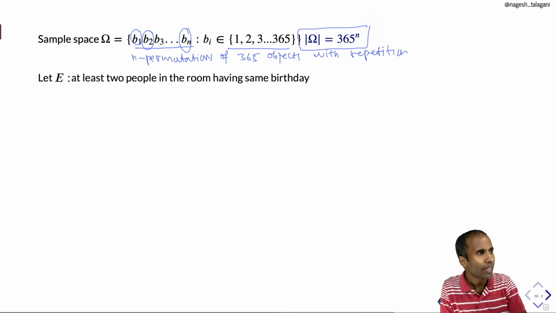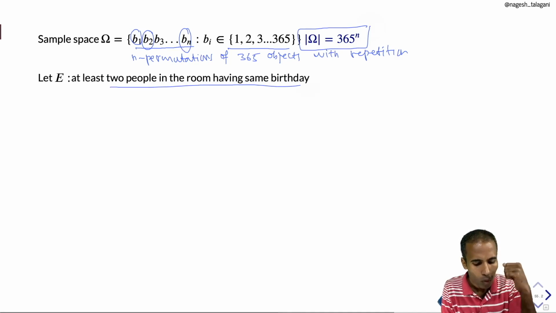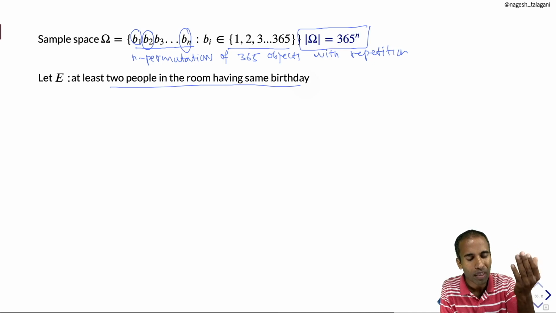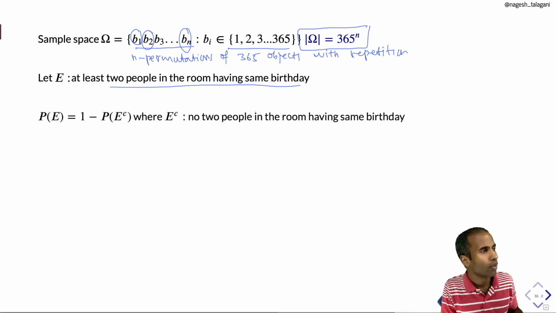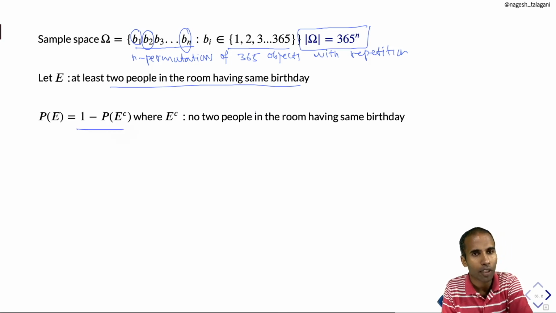Now let E denote the event that at least two people in the room have the same birthday. So what we do, we first compute the probability of E complement, because computing the probability of E complement will be easier than computing the probability of E directly. Then we use the relation: probability of E equals 1 minus probability of E complement, right?